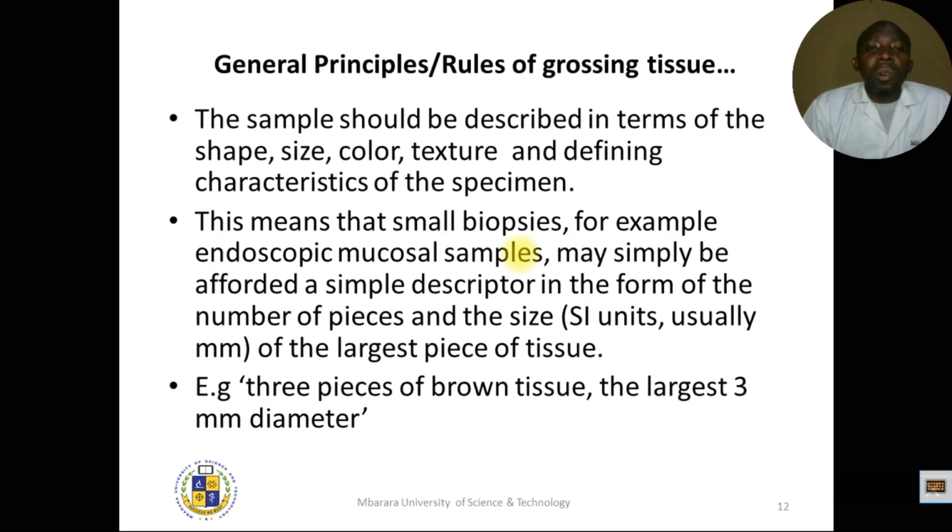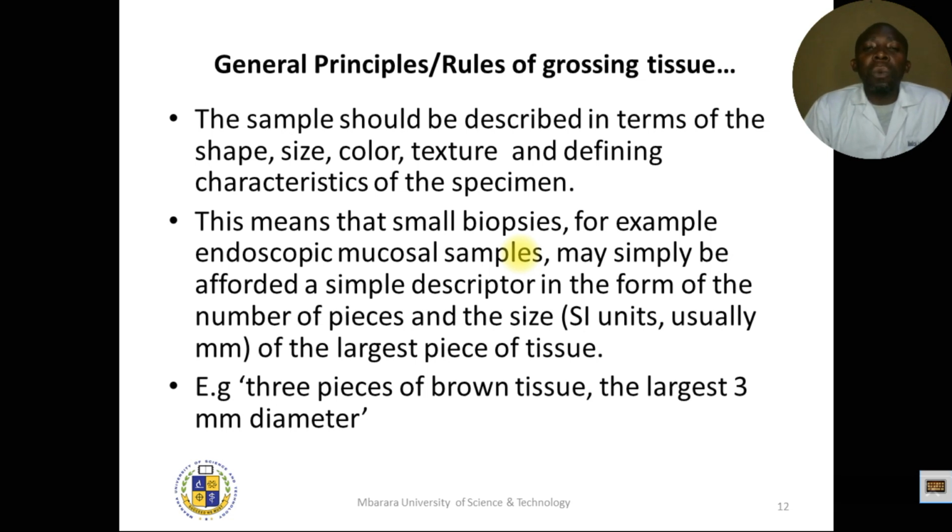So continue with the general principles. The next bullet talks about that the sample should be described in terms of shape, size, color, texture, and then defining the characteristics of the specimen. Is it round? Is it oval? Is it hard? Is it capsulated? The size, how big is it? That's where we need the ruler, because we need to measure its size and say it was measuring 5 by 6, 10 by 40, like that.